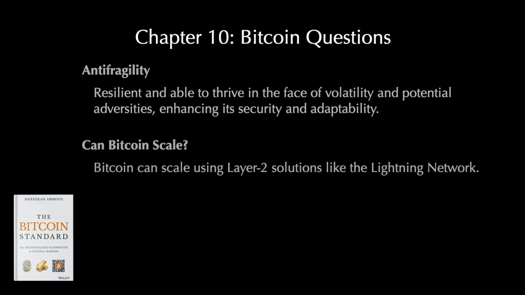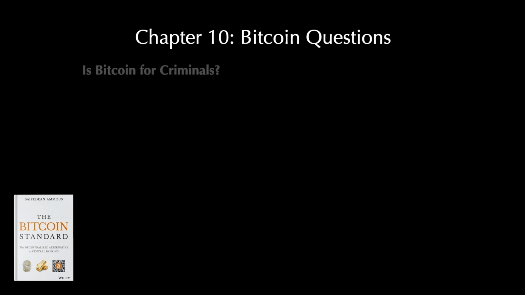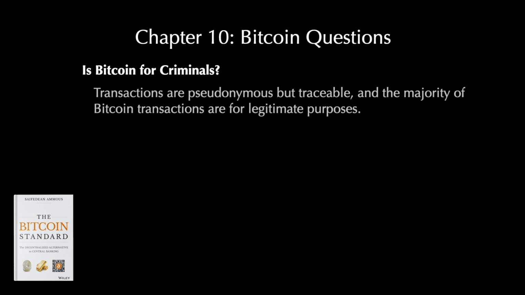Is Bitcoin for criminals? There's a common misconception about Bitcoin: its alleged association with criminal activities. The anonymous nature of Bitcoin transactions has led some to believe that the cryptocurrency is primarily used for illicit activities. However, this perception is not accurate. It's important to note that while Bitcoin transactions can be pseudo-anonymous, which means they are not directly linked to real-world identities, they are not completely anonymous.